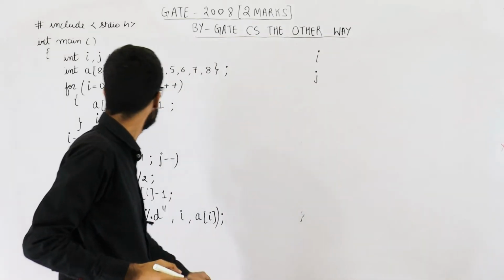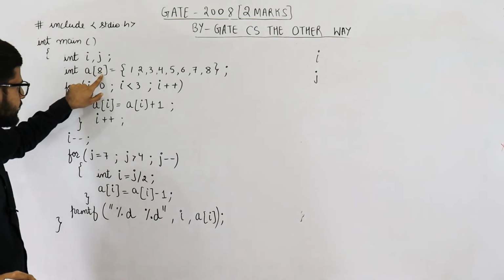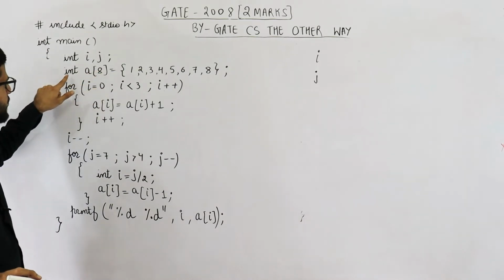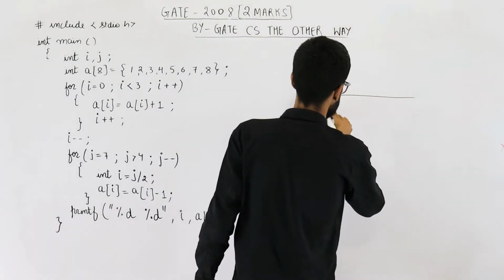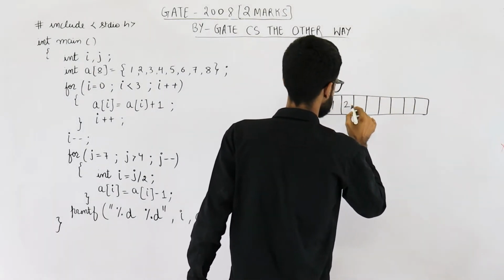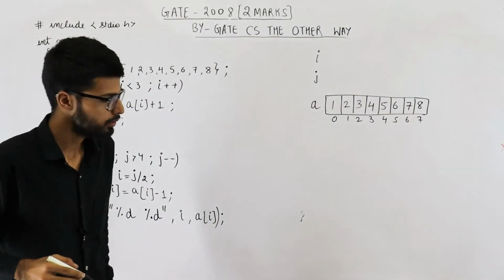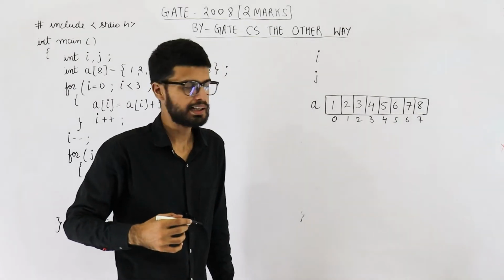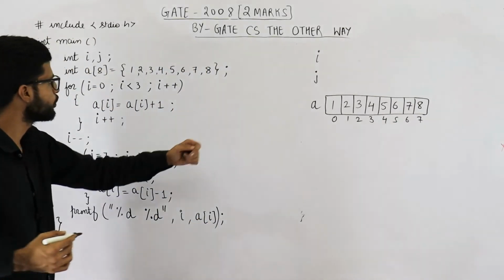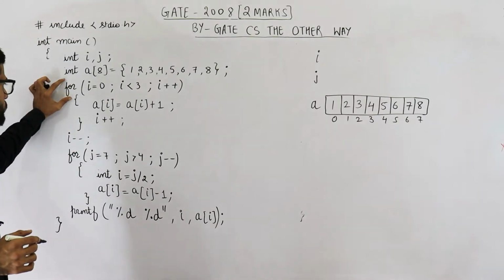In next line, we are trying to declare an array named A that has 8 elements and all of these 8 elements are integers. Suppose this is array A. So index goes from 0 to 7, that is total 8 elements. Okay. And those are the values that are initialized in these 8 locations. Next line is a for loop.